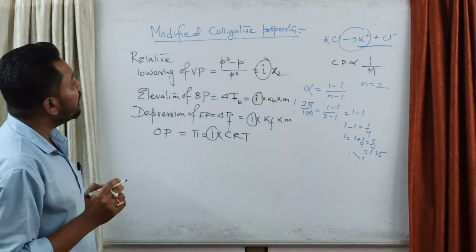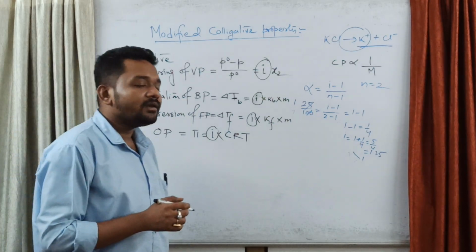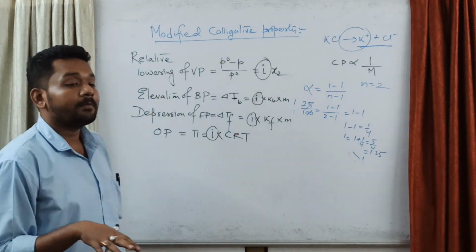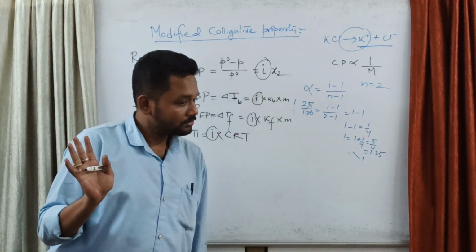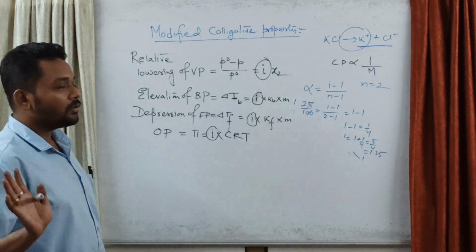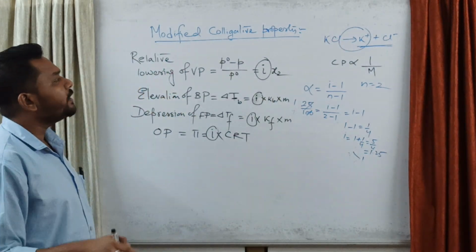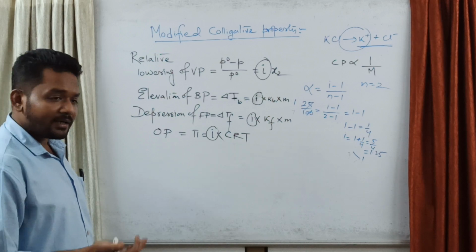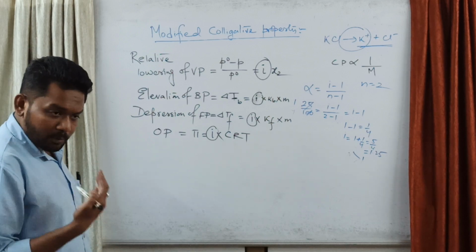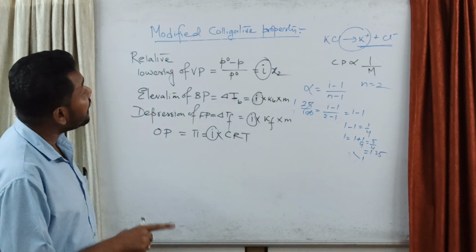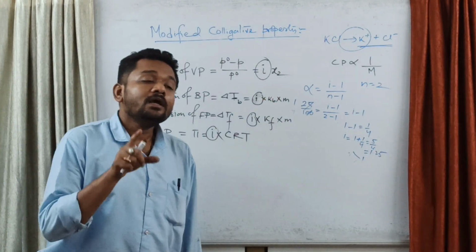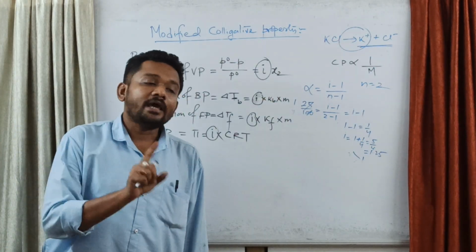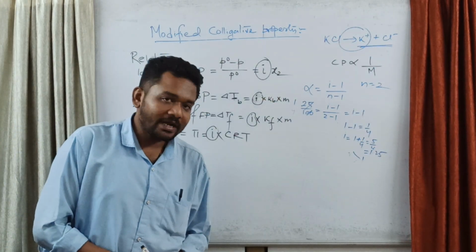Next day we will be doing some of the numerical related to this abnormal colligative property. Then this chapter will be closed. Theory part is closed. Some of the important numericals also done, but we are going to focus on numerical in a bigger sense. So in the next class we will be focusing on some of the important numerical, particularly modified colligative property involving abnormal molar mass, association, dissociation. So that's it for today.